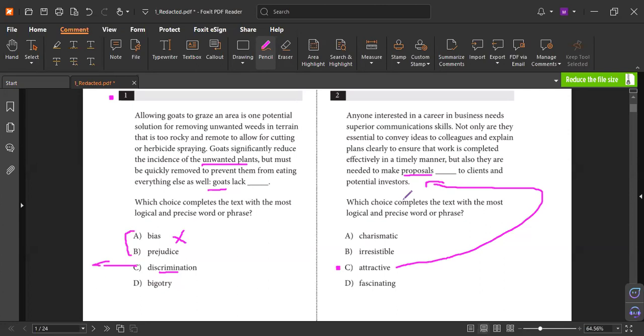So let's read it. At least listen: not only are they essential to convey ideas and explain plans clearly to ensure the work is completed effectively in a timely manner, but also they are, here we have positive ideas. So the proposal should be attractive to the possible investors in future. Potential here means possible. We expect investors in future. So we need to make the proposal attractive to attract clients and investors in future.